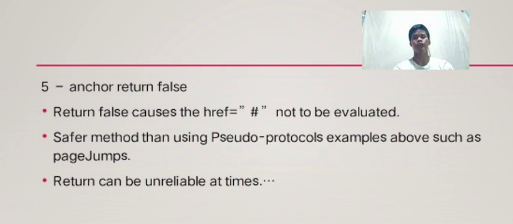The fifth is the anchor return false. Return false because its href equals to hashtag number, not to be evaluated. So a safer method than using the pseudo protocols examples above, such as page jumps. Return false can be unreliable all the time.